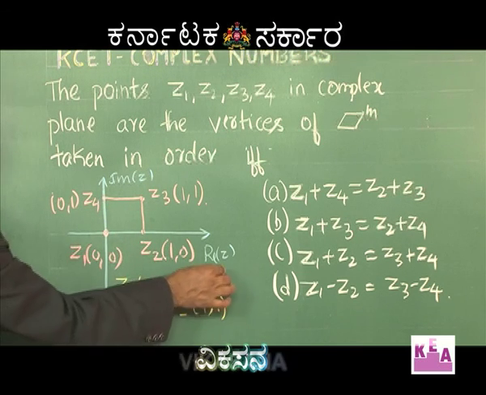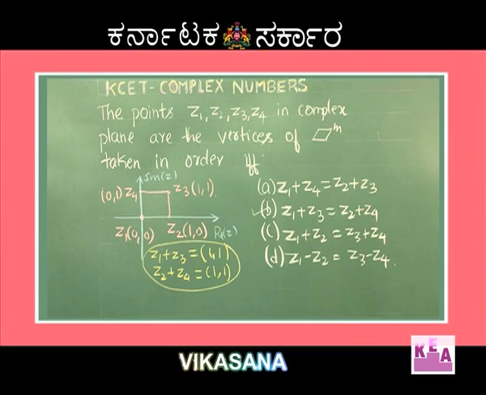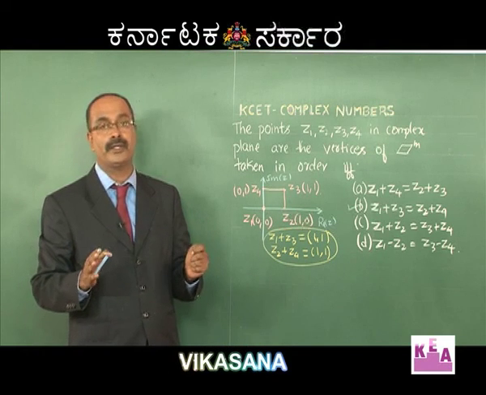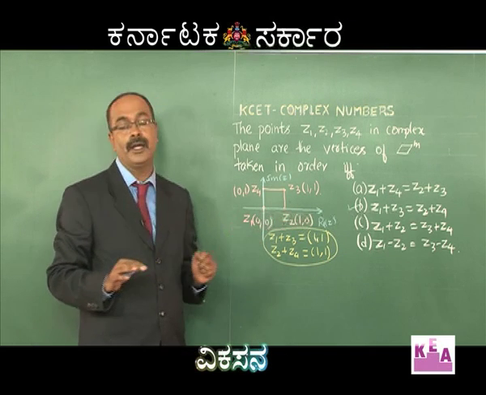So, Z1 plus Z3 must be equal to Z2 plus Z4. Option B is correct. If you open the textbook and see the solution, you will have half a page of solution for this. No need to use it. Just use common sense like this and solve the problem.